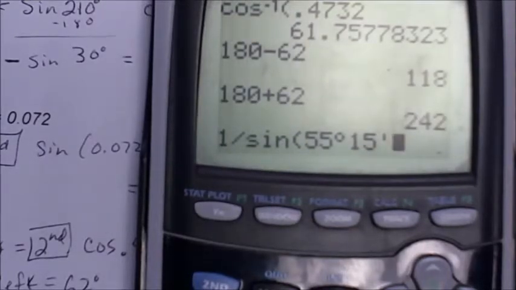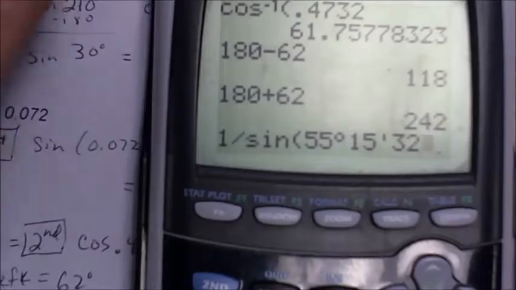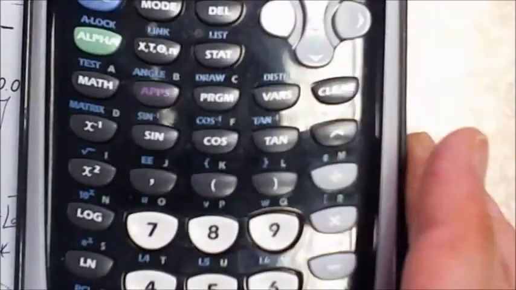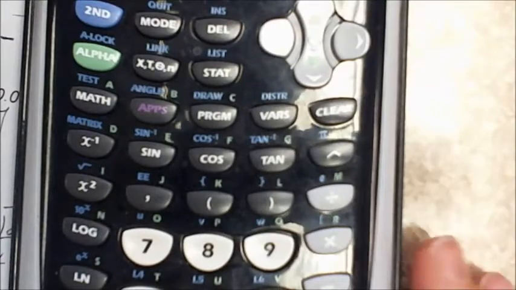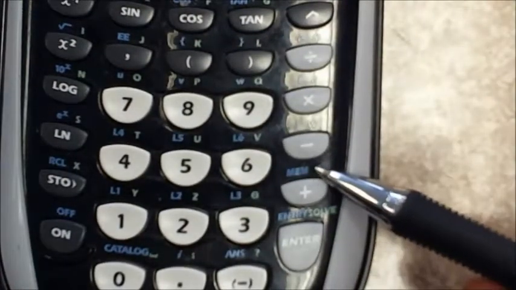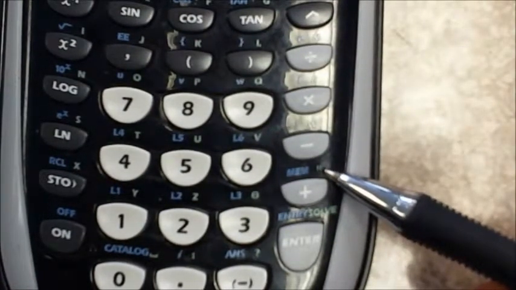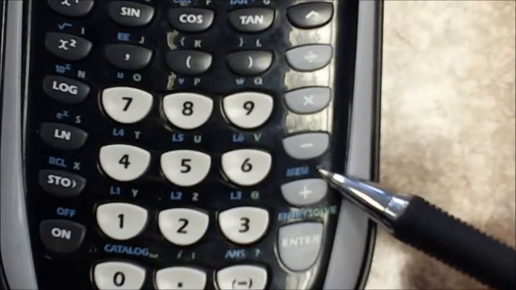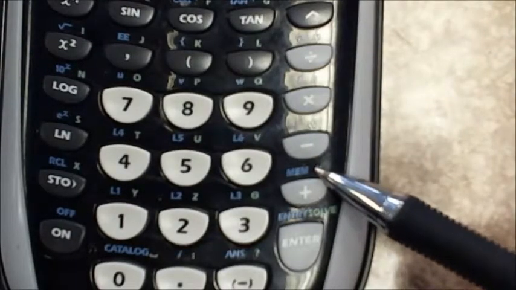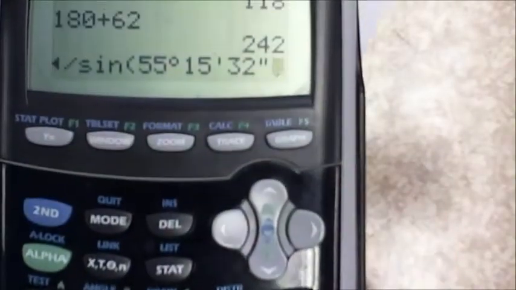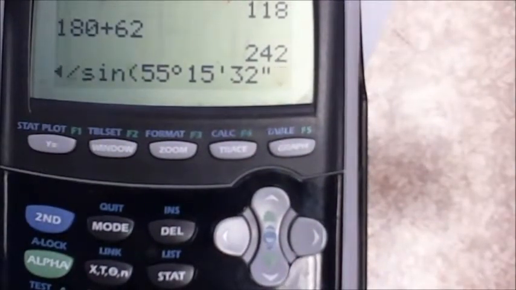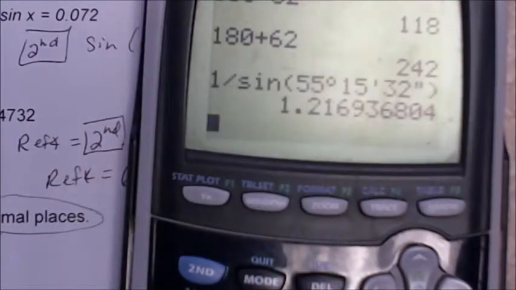And 32 seconds. Now seconds is in a weird place. It's not in second angle. If you look above the plus sign on the calculator, you can see those 2 seconds right here. So what you do is alpha plus. So alpha plus will give you seconds. Alpha plus.